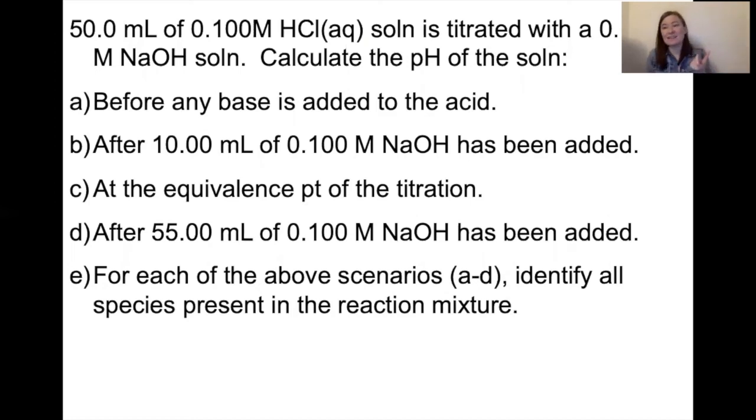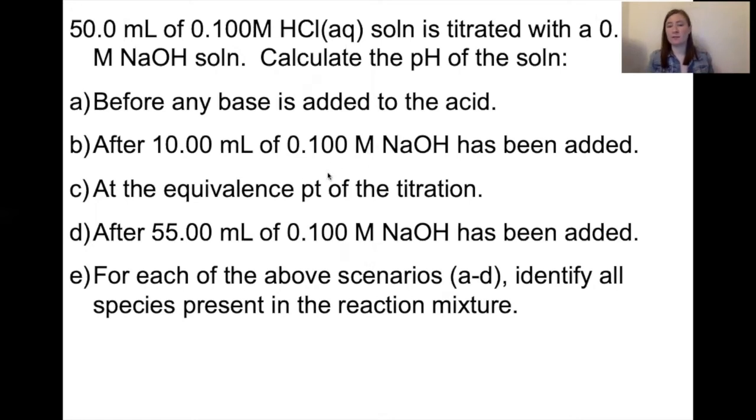And then technically there is also some OH-, but it's an incredibly small amount, right? The pH is 1, that means the pOH is 13. So there's a concentration of 10 to the negative 13 OH-. That's negligibly small. So essentially in scenario A, we've got H+ and we've got Cl-. Those are the only ions that are present at any noticeable amount.